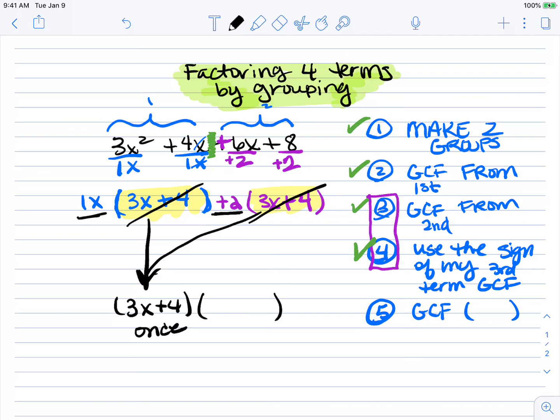What's left are these two things. So I'm going to unhighlight this, unhighlight that, and say, well, I got this left and that left. That means I have a 1x and a 2. And I really didn't need this 1. Most people just write x plus 2. And then I'm done. This is going to give me, right here, the factors when I factor by grouping.